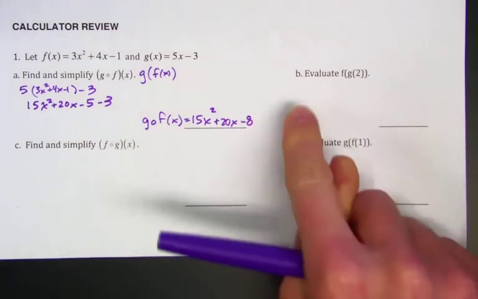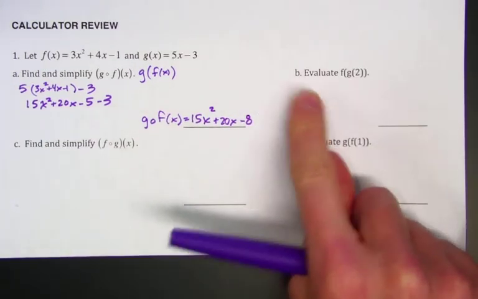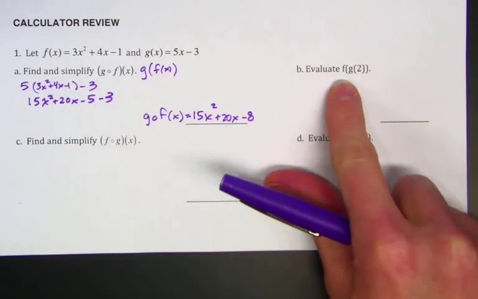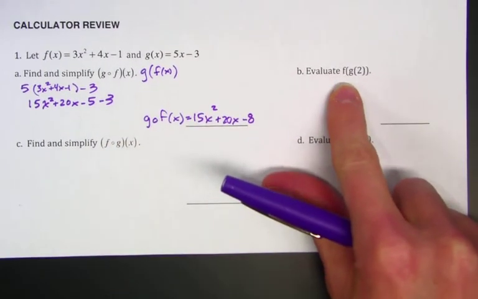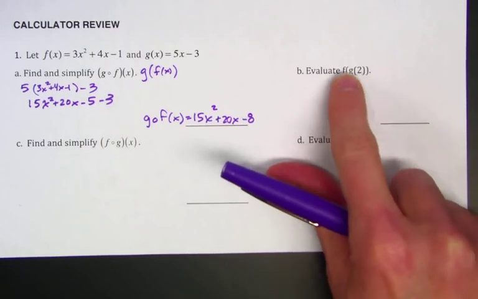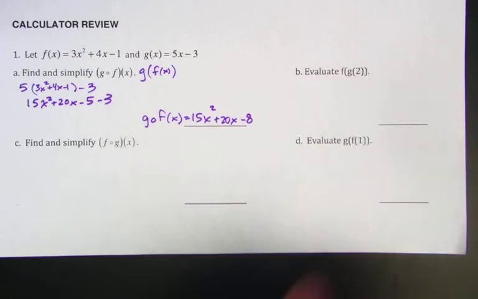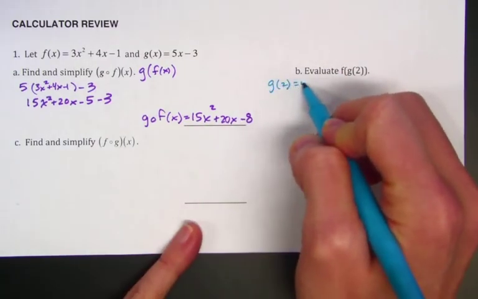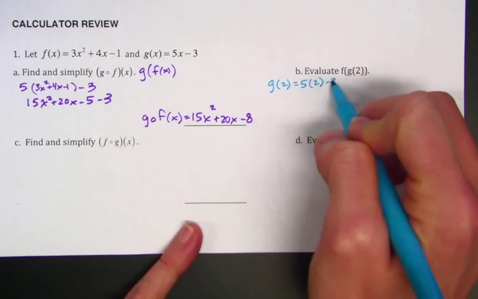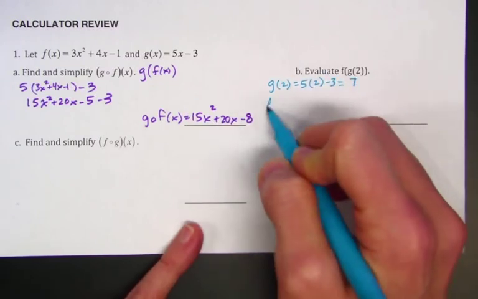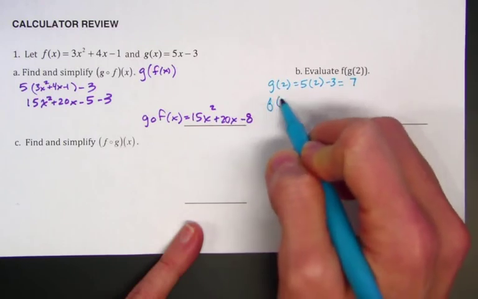Now for part B, this is going with part A, these two things, and it says evaluate f of g of 2. The problem with this is that we need to plug the g into the f. So what I would like to do first is figure out what g of 2 is. If we find g of 2, that's 5 times 2 minus 3, and then 10 minus 3 is 7. And so what we're doing then is f of g of 2, but that's just f of 7.